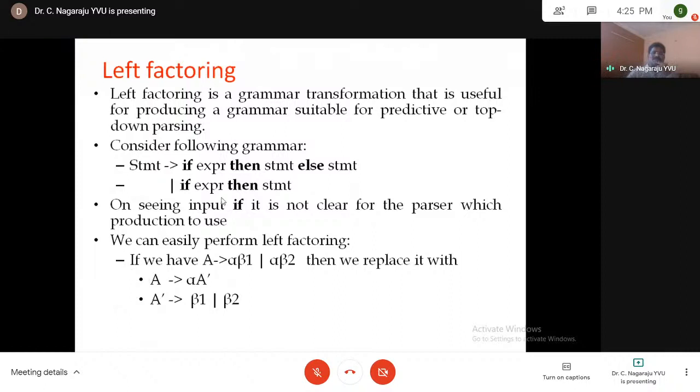For example, A can have the form alpha beta 1, alpha beta 2. Suppose the first part is alpha in both, and which one do you have to select? Either this production or this production. That is the ambiguity. So that means we can call it left factoring.